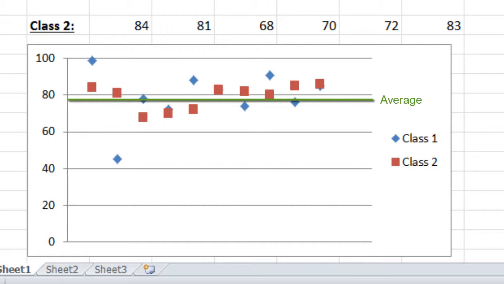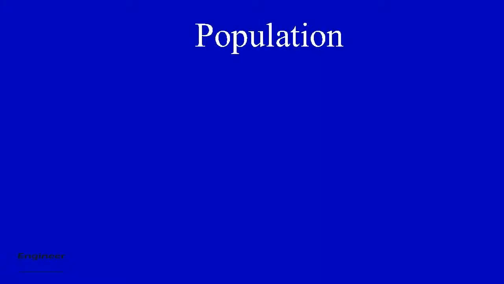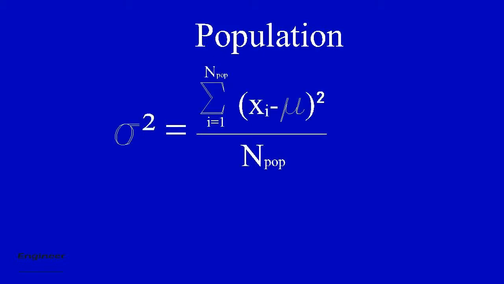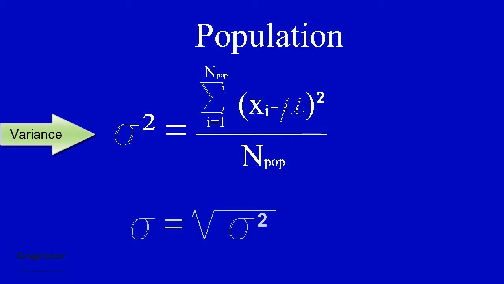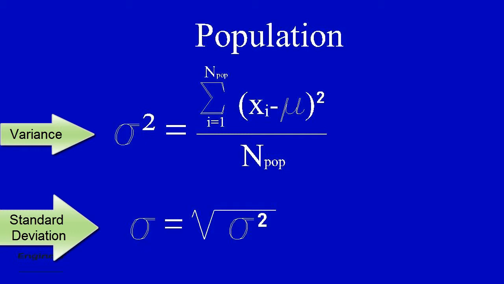Now that you know what standard deviation and variance are, let's see how the equations differ between populations and samples. I will start with population statistics. The Greek symbol sigma squared is used in population statistics for variance. This equation states that the variance for a population is equal to the summation of each data value minus the population mean squared divided by the number of data values. The notation for standard deviation is simply sigma and is equal to the square root of the variance.